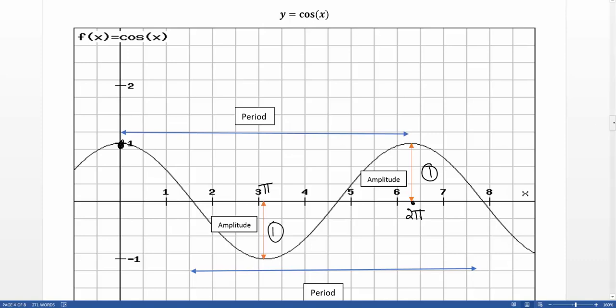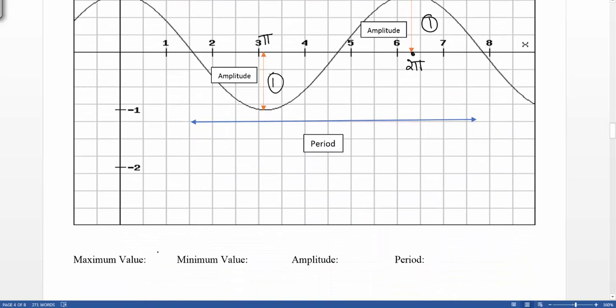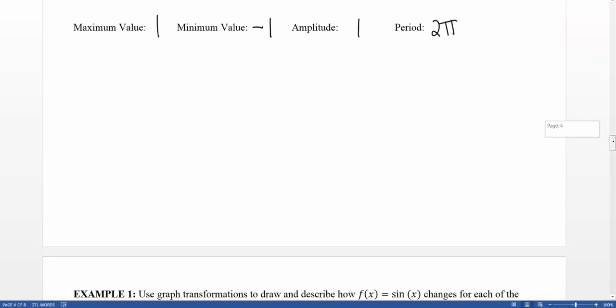So again, if we're talking about the maximum, the minimum, and the period, the maximum value of cosine is 1, the minimum is negative 1, which gives me an amplitude of 1, and the period is 2 pi. So the first thing we want to talk about in terms of sine and cosine, our periodic functions, is applying what we already know to these new functions. And one of the things that we know how to do is graph transformations. So let's go ahead and look at that in this context.